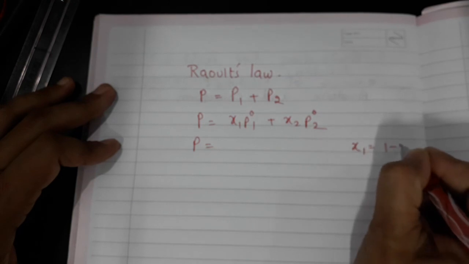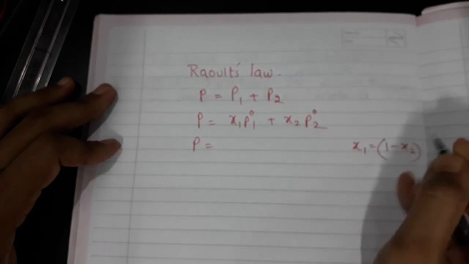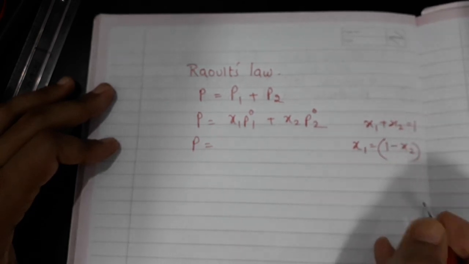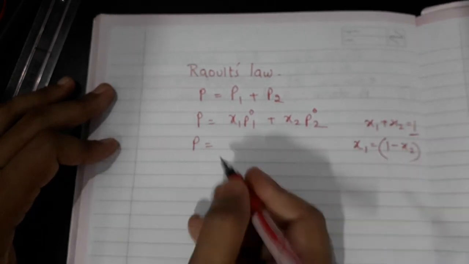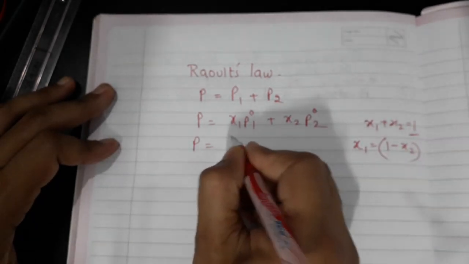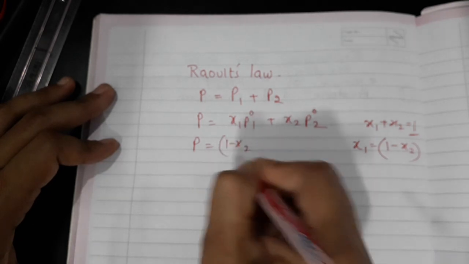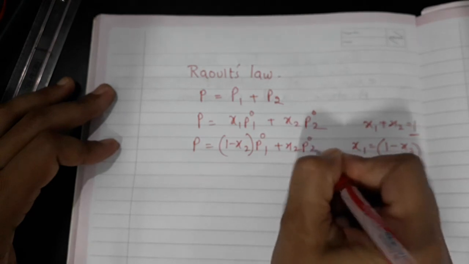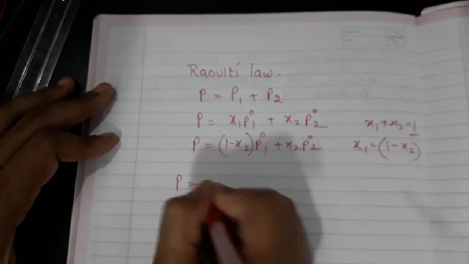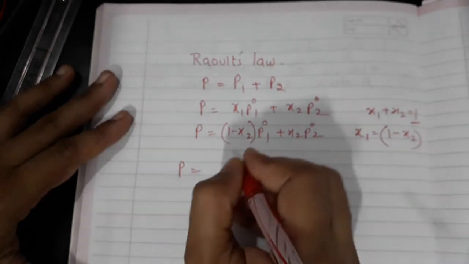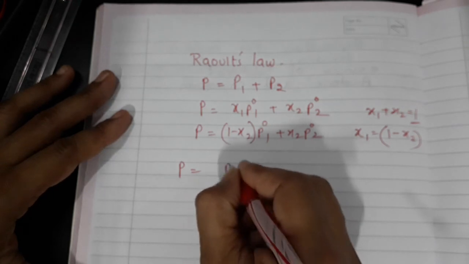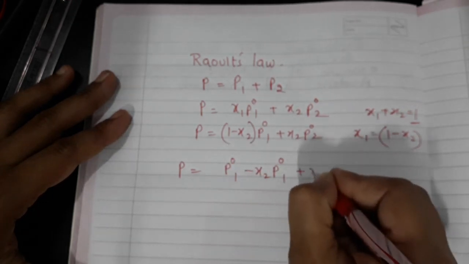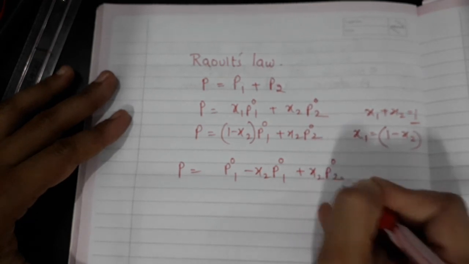Now you can establish the relation like this also, that x1 is equal to 1 minus x2. Why is it so? Because x1 plus x2 is equal to 1, mole fraction. So I substitute the value over here: 1 minus x2 P01 plus x2 P02. So P is equal to P01 minus x2 P01 plus x2 P02.